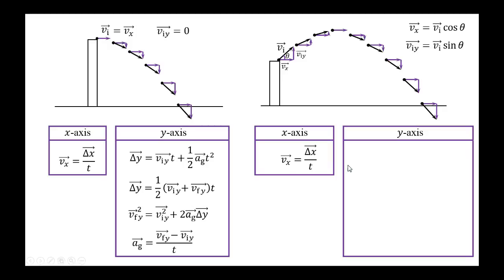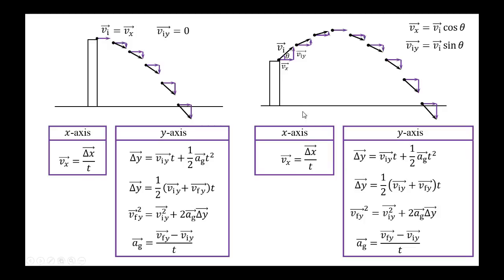Then we're going to start with the exact same equations for projectiles launched at an angle, because we have the exact same scenario. There's constant x-axis velocity, and there is a constant y-axis acceleration. The difference is what we plug in for Vx and Viy.